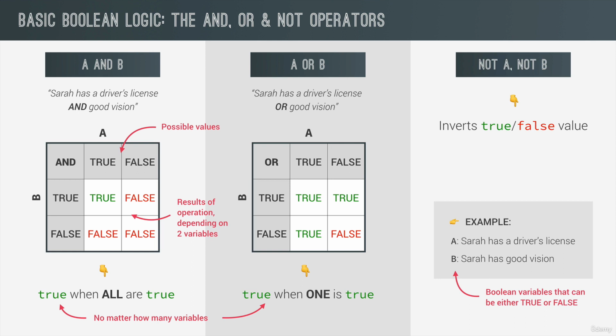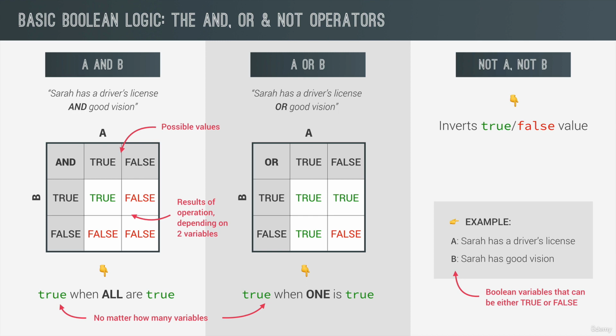Anyway, we finally also have the NOT operator, which is a lot simpler because it doesn't combine multiple values. Instead, the NOT operator acts on only one Boolean value, and it basically just inverts it. So if A is true, it will become false, and if it's false, then not A will become true.